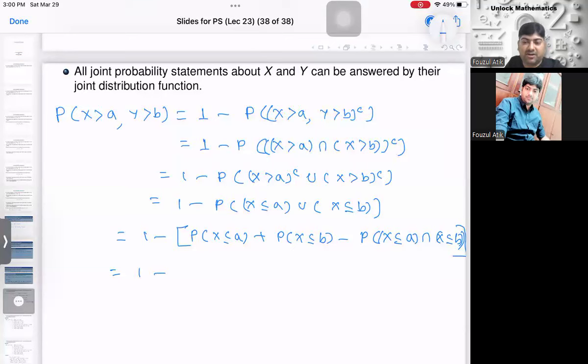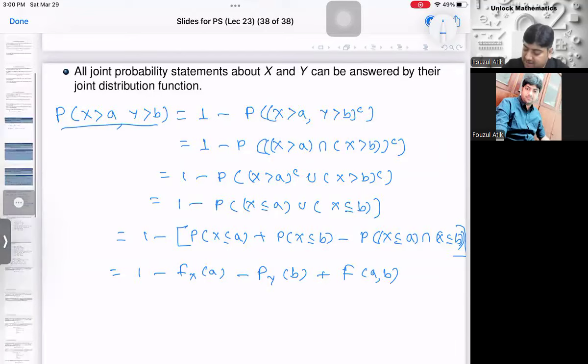Done? So therefore this one is what? Minus P of x less or equal to A is what? It is the marginal distribution. So F of A minus F of B, then minus and minus will become plus P of x less or equal to A, y less or equal to B. What is that value? It is the joint cumulative distribution function, right? So once we have the joint distribution, we are able to get this kind of probability. I hope it is clear.